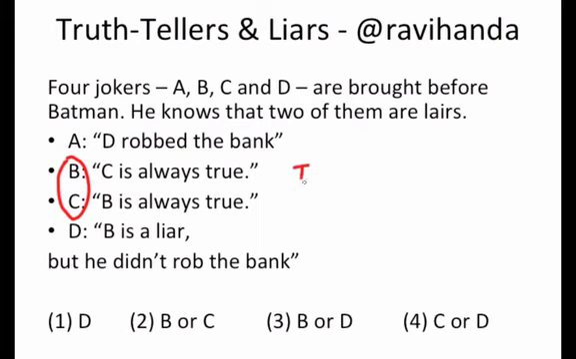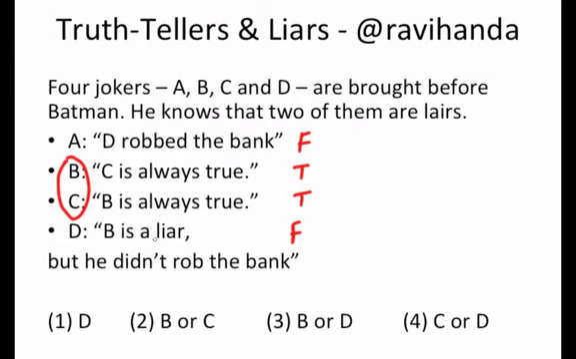Let's assume that B is true. If B is true, then C is also true and A and D become false. A says D robbed the bank. So clearly D is out of contention for robbing the bank.